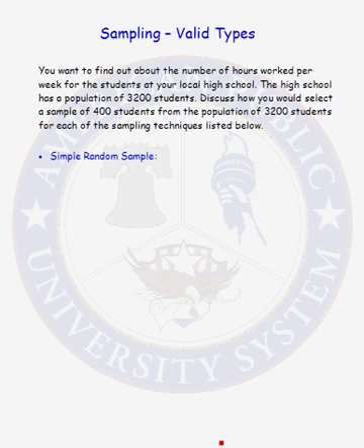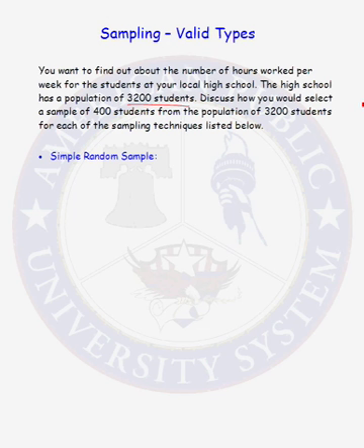In this lesson, we will discuss how to form different types of valid sampling techniques for a particular scenario. The scenario we have is we want to find out about the number of hours worked per week for the students at your local high school. The high school has a population of 3,200 students.